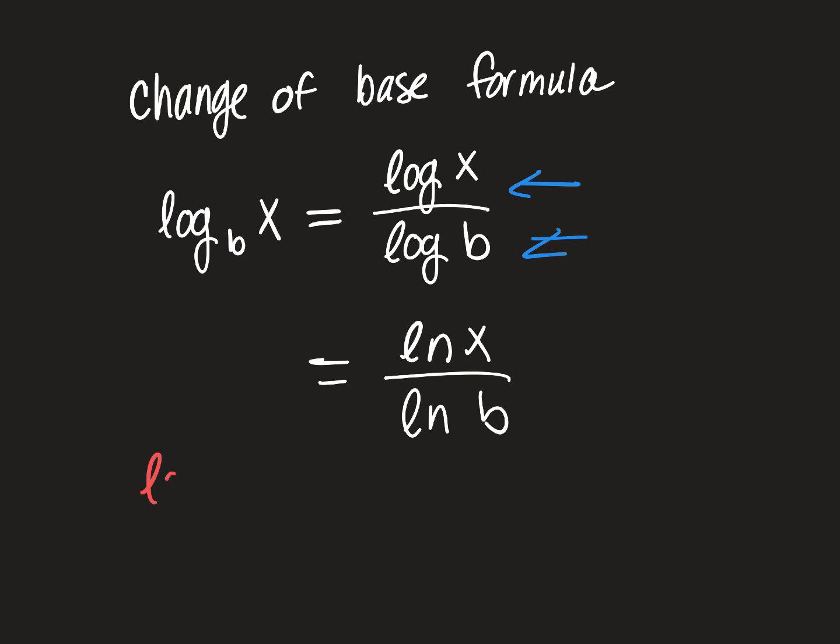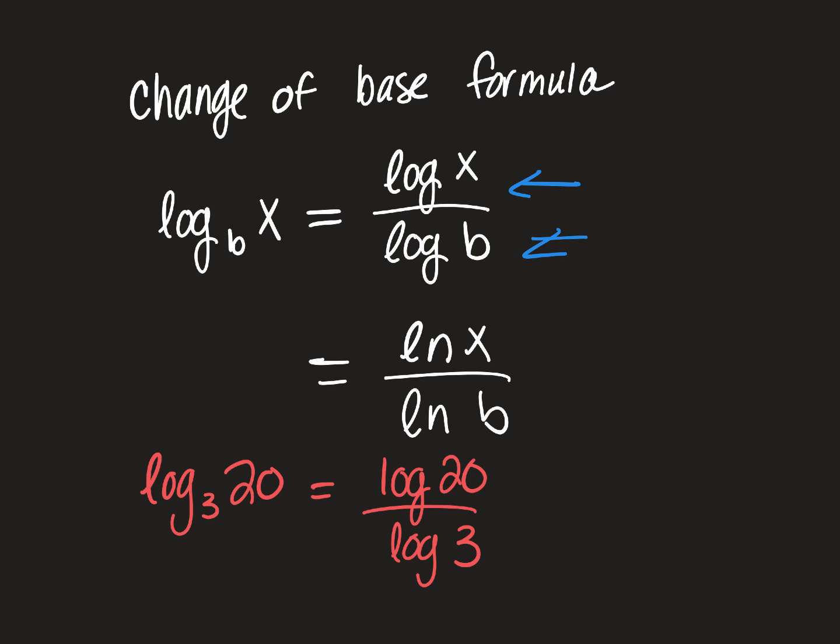So if we have log base 3 of 20 and we want to find that in the calculator, we can't plug in log base 3 into the calculator. So we would plug it in as log of 20 divided by log of 3, and that's going to give us the answer that we need. When you do that, it gets to be roughly 2.727. And again, at this step, you can use log or ln, whatever button you desire. You will get the same answer either way.